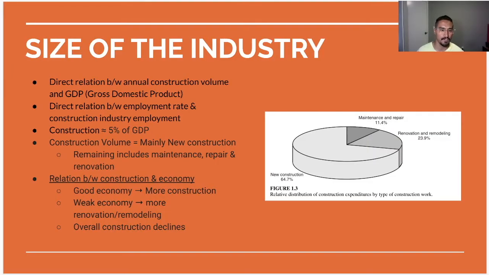So let's look at the size of the construction industry. There's a direct relation between annual construction volume and GDP, which is gross domestic product. There's also a direct relation between the employment rate and the construction industry employment rate. The construction industry is about 5% of GDP, and construction volume is mainly new construction. The remaining includes maintenance, repairs, and renovations. As you can see in the graph to the right, new construction is about 64.7% of the overall construction volume. Repair and maintenance, renovation, and remodeling make up the remaining percentage.